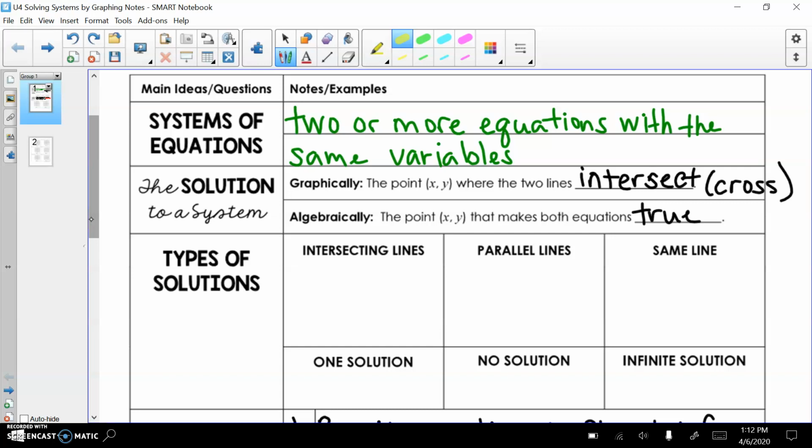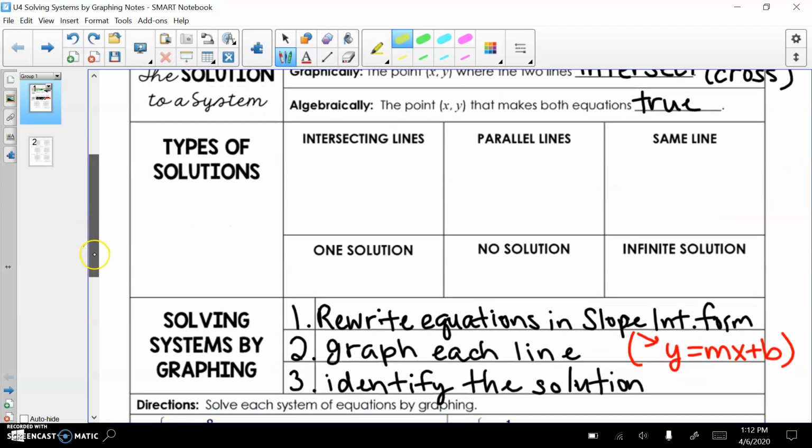So graphically, which is what we're going to do with this lesson today, the solution is where the lines intersect or cross. Okay, so where the lines cross. And then algebraically, it's just the point x and y that makes both equations true. All right, so we're going to do the graphical ones today. There are three different types of solutions with these.